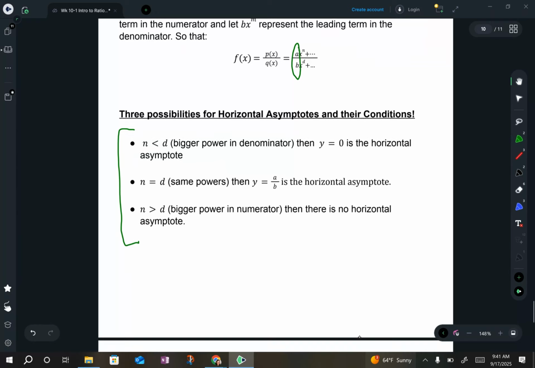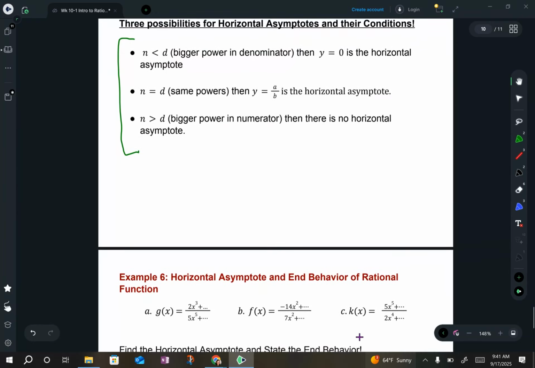Let's look at some examples of these. We'll have the rules here so we can look at the examples and the rules at the same time. In example 6, we have g of x, and I didn't bother to write out the rest of it. These are the highest powers in each of the polynomials. We have 2x cubed plus a bunch of stuff, lower than x cubed, divided by 5x to the 5th. So the degree of the denominator is 5, and the degree of the numerator is 3. That's the first case: the numerator has a smaller degree than the denominator. So y equal to 0 is the horizontal asymptote for g of x.